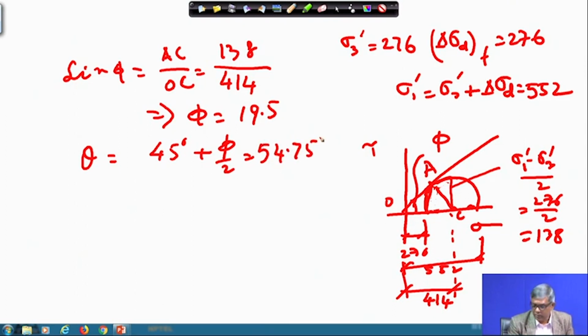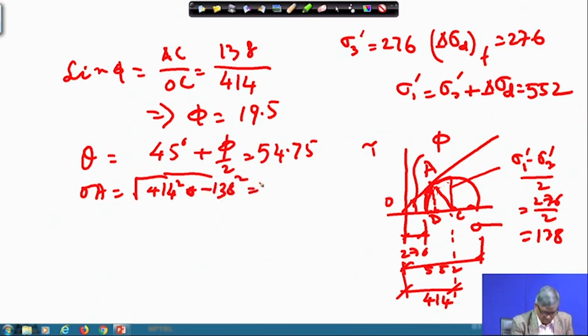And now geometrically I can find out, if I drop a perpendicular here and this is suppose a point D, then your value of OA will be equal to under root 414 square minus 138 square, and that will be equal to 390.3.